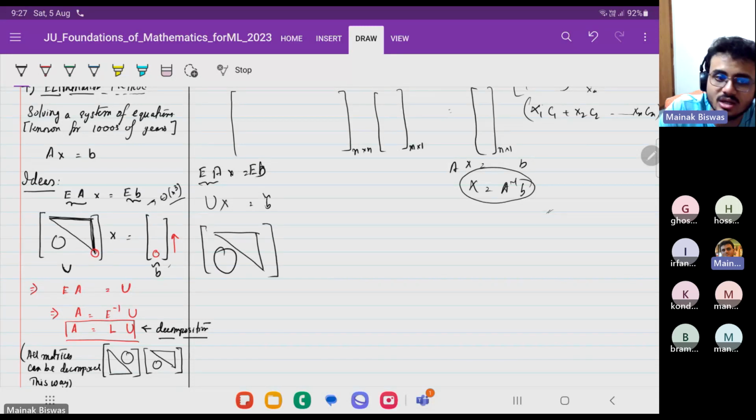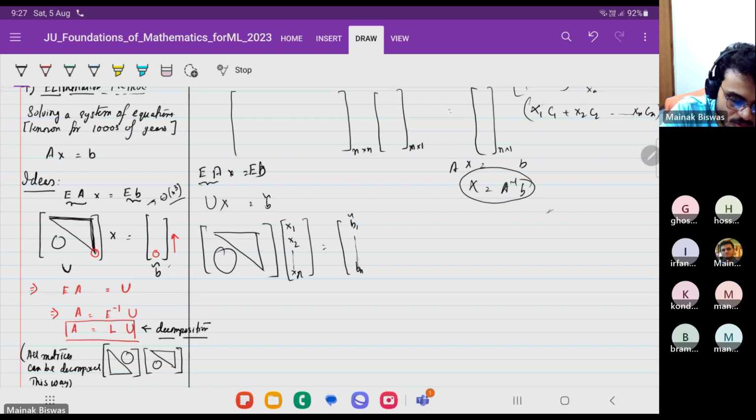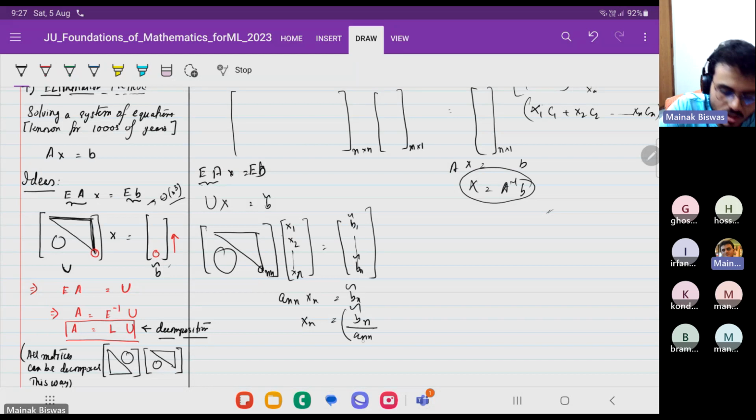If you have all zeros over here and you have an X matrix, recall your combination of columns way of doing things. So B1 tilde all the way to Bn tilde. Can you instantly get one value if you have something like this? Which value can you get instantly? Yes, xn. Very good. How? Your Ann into xn is equal to Bn, so your xn will give me Bn by Ann. Yes or no?